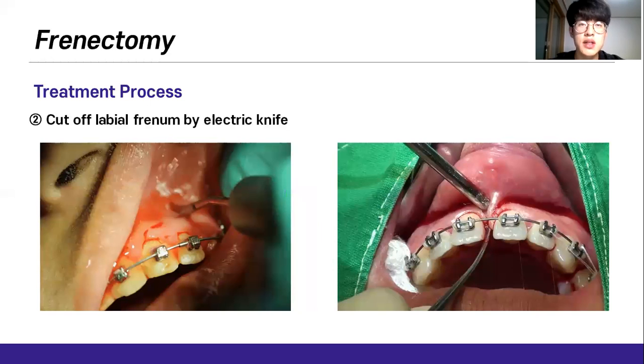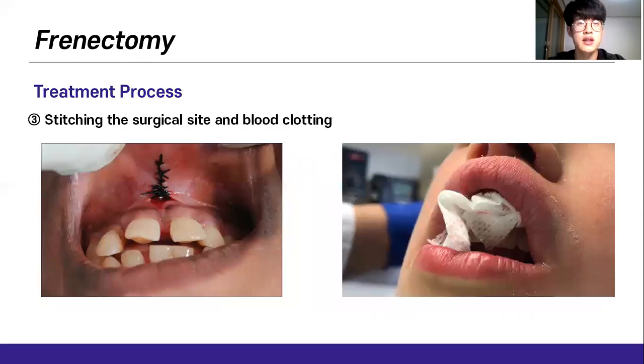Second, I will cut off the labial frenum by using an electric knife. After this procedure, we can release your tight labial frenum. I'll be careful not to hurt the surrounding tissue. The final process is stitching the surgical site and blood clotting. I will sew the incision back on. Then the surgery is done.